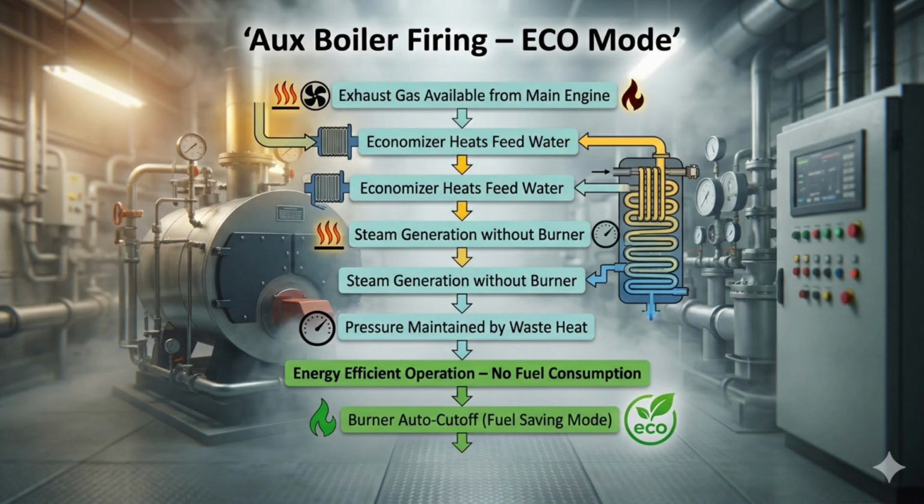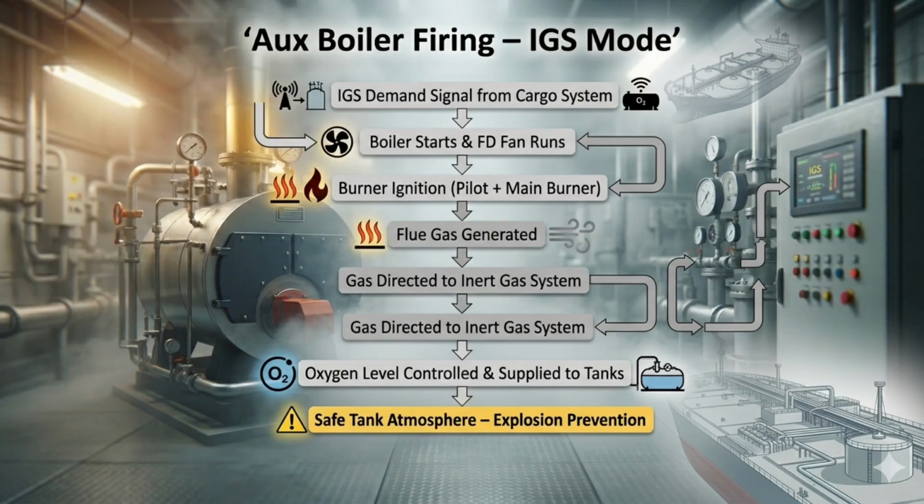Now moving to the IGS mode, which stands for Inert Gas System Mode, mainly used in tanker operations for safety. The purpose of IGS mode is to produce inert gas from boiler flue gases and supply it to cargo tanks. This helps in reducing oxygen levels inside the tanks, preventing the risk of fire or explosion.